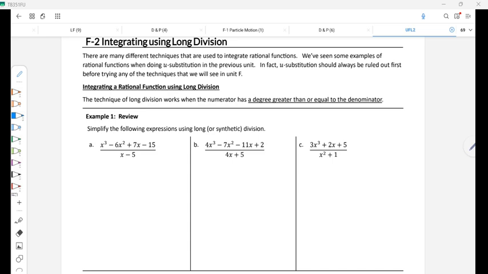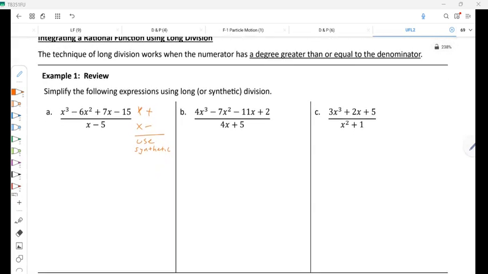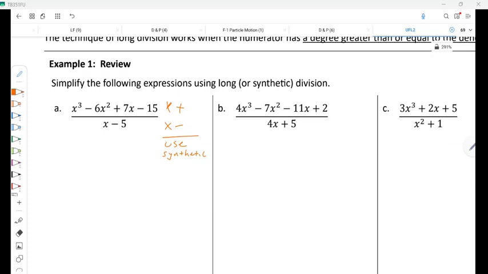You have a couple options when you're doing long division. One of them is synthetic division, and that works when you have an x plus or an x minus. There are ways to do it with letter B, but I don't want to get too into the weeds. So if you have an x plus or an x minus, you can use synthetic division. You don't have to. I'm fine if you still do long division with this, if that's more your comfort level. You're going to get the same result.